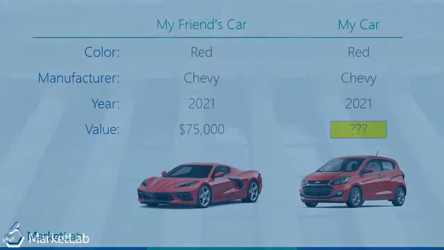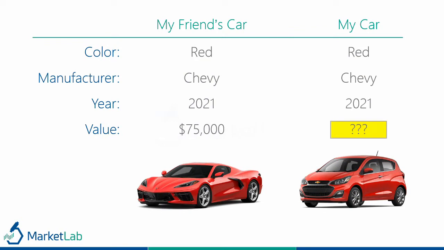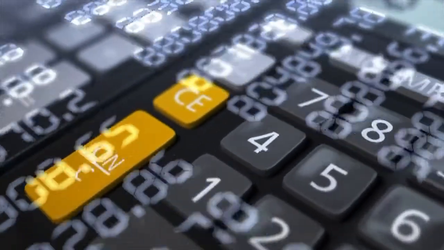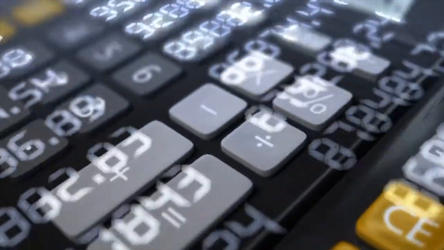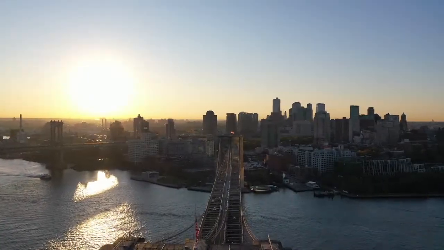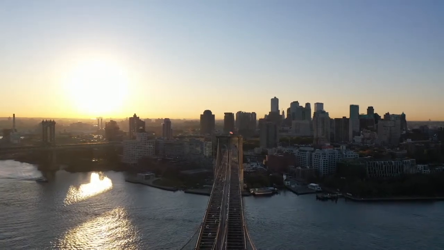For example, imagine your friend just bought a new car for $75,000. And since your car is very similar in so many ways, then surely your car must be worth the same. Well, maybe not. Looking at multiples to value things can be quite tricky and isn't a perfect science. In this video, we're going to try to walk through some of these complications and nuances, but first we need to get a handle on the mechanics.